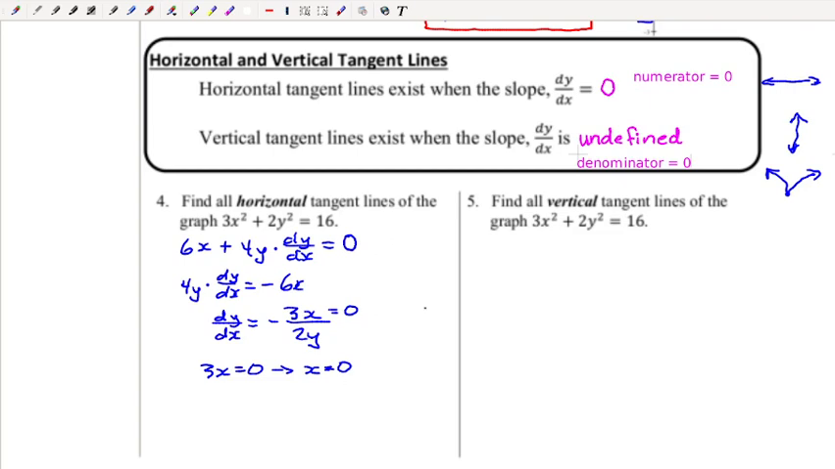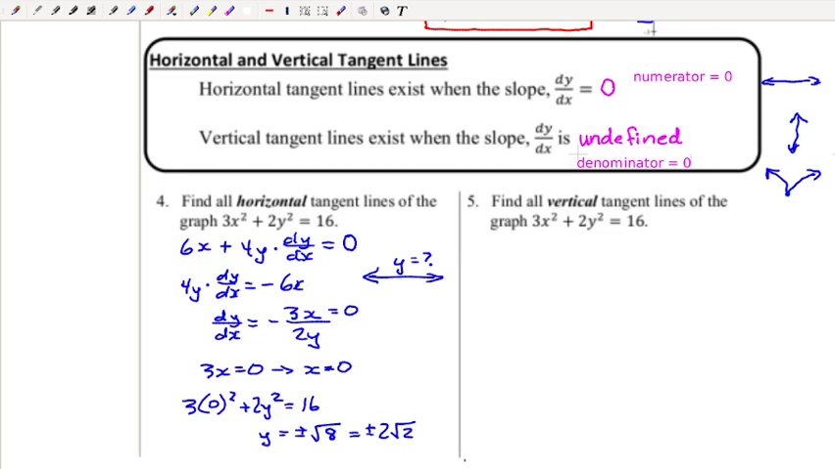If you think about a horizontal line, horizontal lines have the equation y equals something. That's what the equation of a horizontal line looks like. So I've got to plug this x equals 0 into my original equation and solve for y to see what I get. So I've got 3 times 0 squared plus 2y squared equals 16. If I solve that, divide out the 2 and square root, I get y equals plus or minus root 8. If you wanted to simplify this, you could make this plus or minus 2 root 2.